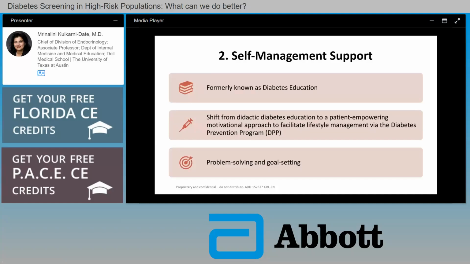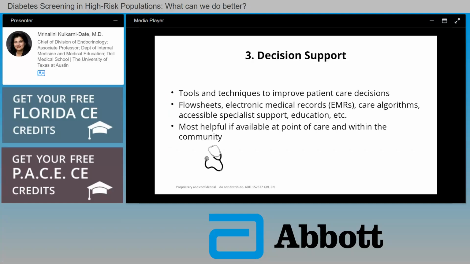And then problem solving and goal setting with patients is also very important in self-management support. Decision support. So these are tools and techniques to improve the decisions that we're making about patient care. They might include flow sheets. They're maybe hardwired into the electronic medical records. They might have care algorithms.